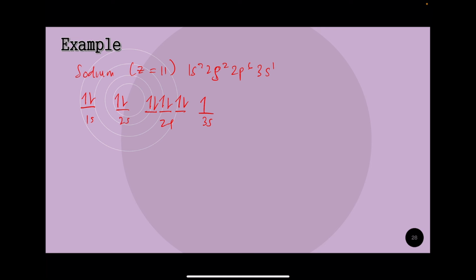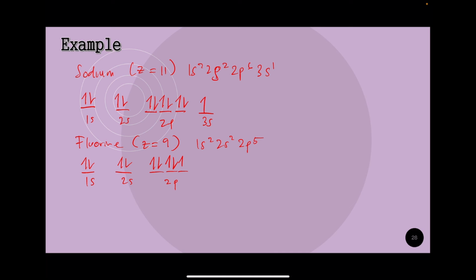Next we do fluorine, Z is equal to 9: 1s2 2s2 2p5. Same as before, 1s, 2s and 2p. For 2p it is 5, so 1 2 3 4 and 5. So this is how to draw the orbital diagram for fluorine.